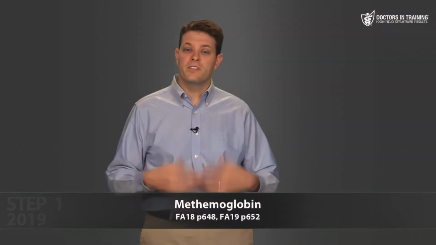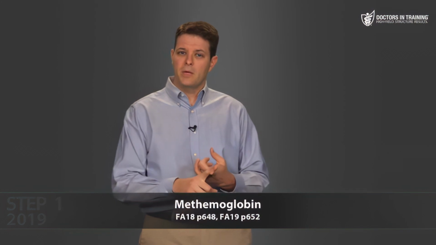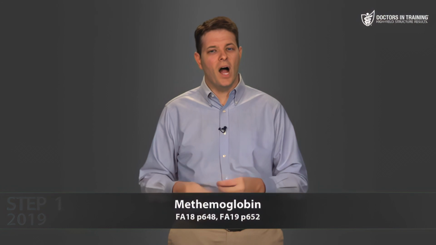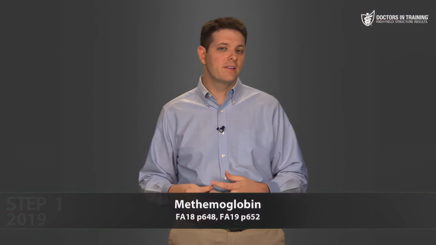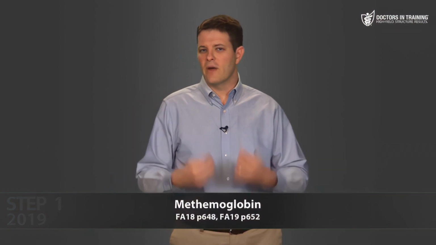Next, I want to talk about a couple of toxic forms of hemoglobin, methemoglobin and carboxyhemoglobin. These are both forms of hemoglobin that can't carry oxygen as well as regular hemoglobin, and this leads to tissue hypoxia. So methemoglobin is the oxidized form of hemoglobin. It has iron in the ferric form.